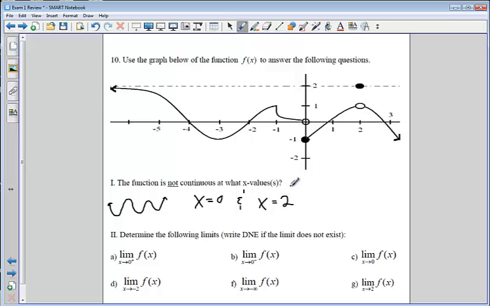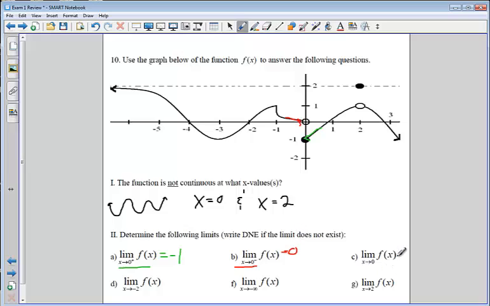Finally, let's answer these limit problems. So what is the limit as x approaches 0 from the right? So let's do this one. So from the right. And so as I approach 0 from the right, so here's 0 as I approach from the right, I'm coming down here, I approach height -1. So that's -1. Whereas when I approach from the left, so here's the left, I approach height 0.